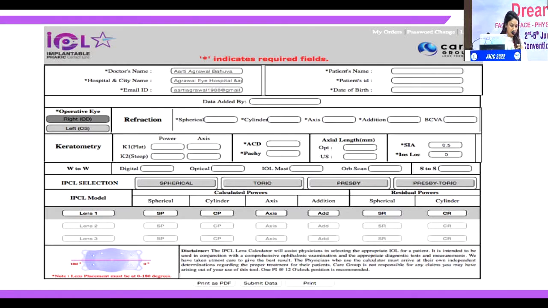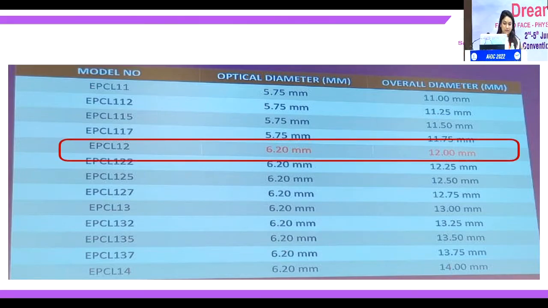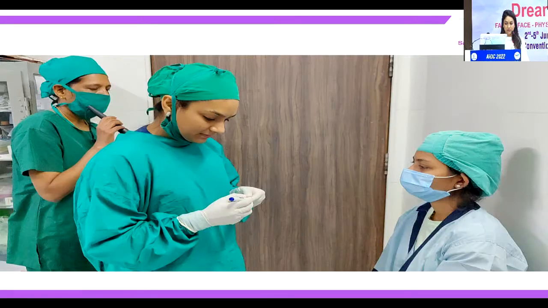If it's your first case or you are not very confident, go ahead and give the parameters to the company person. They are doing a very good job, because till now I have not had any discrepancy. For this case, it was a fairly simple, very straightforward case. I went with sizing 12.